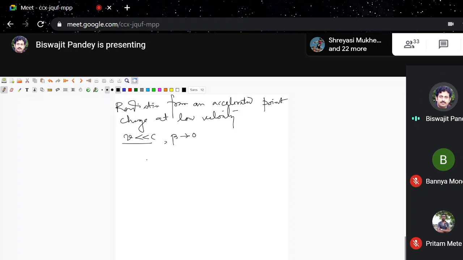It tends to 0. So what was the electric field for this accelerating point charge? Let us call this ER, because this gives rise to electromagnetic radiation. As I told you, the electric field and magnetic field both have two parts. One is the velocity field, another is the acceleration or radiation field. So that's why I'm writing ER. ER means electric field corresponding to radiation for the moving point charge.